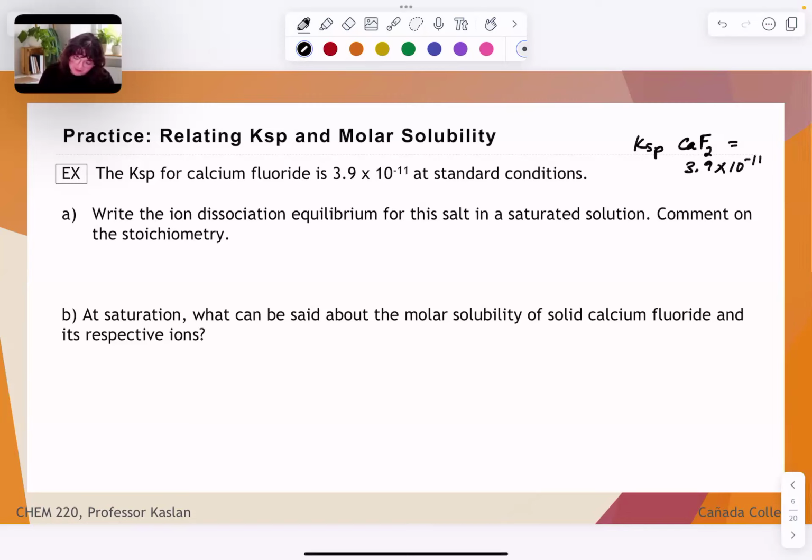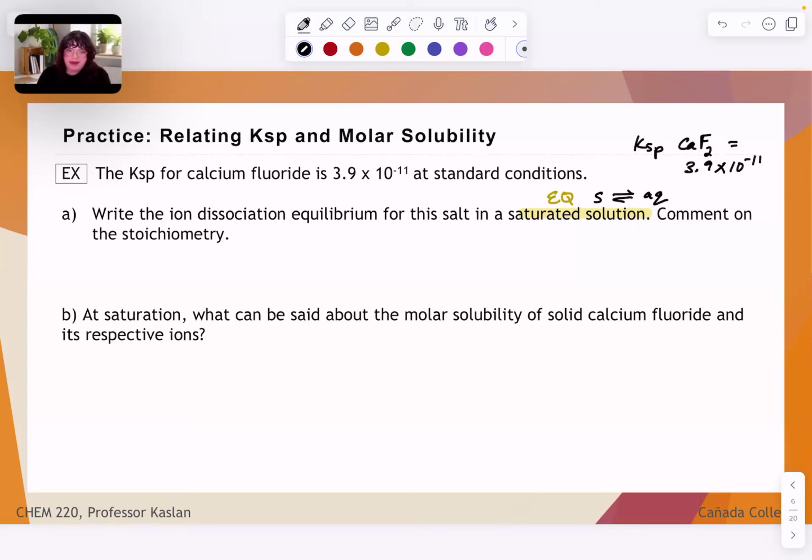So first and foremost, part A, what is this asking? Write the ion dissociation equilibrium for the salt in a saturated solution. Lots of words here, so let's find the ones that are conveying a very particular meaning. First and foremost, a saturated solution. This is describing a state of equilibrium between our solid and aqueous phases, meaning the solid crystal and the resulting ions that the crystal dissolved into in solution. So this equilibrium is only established when we're talking about saturation.